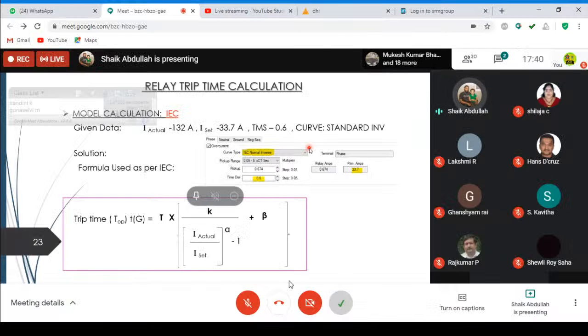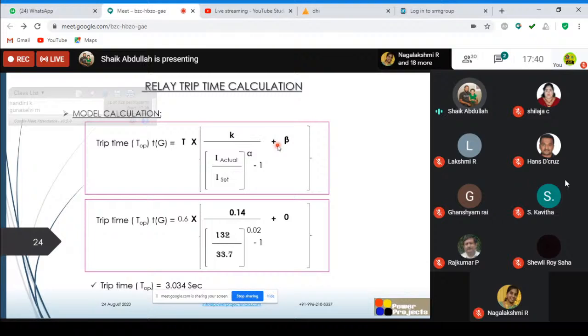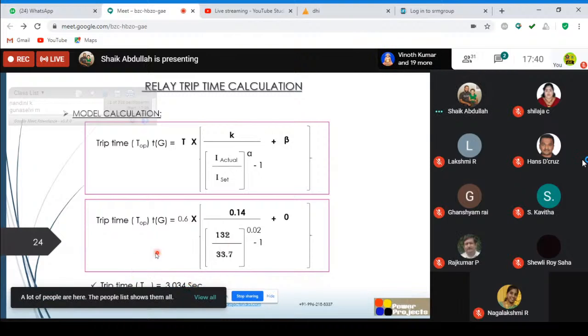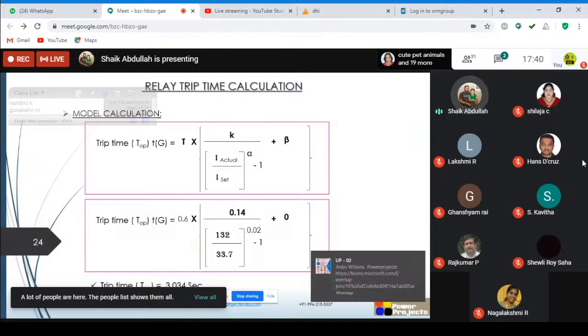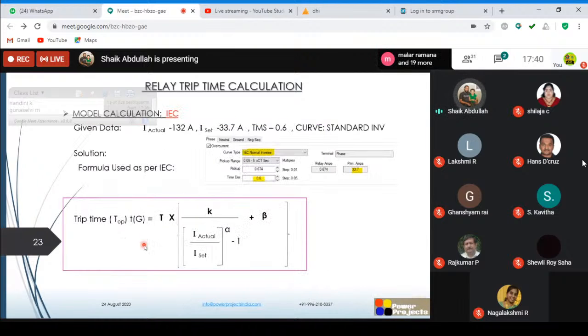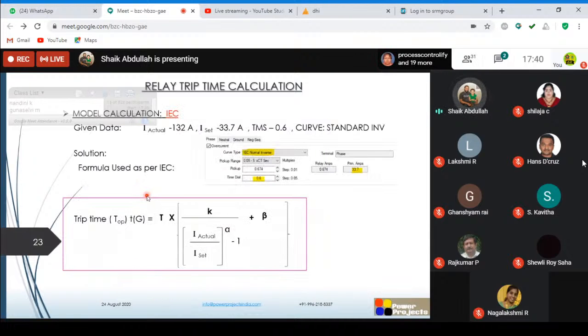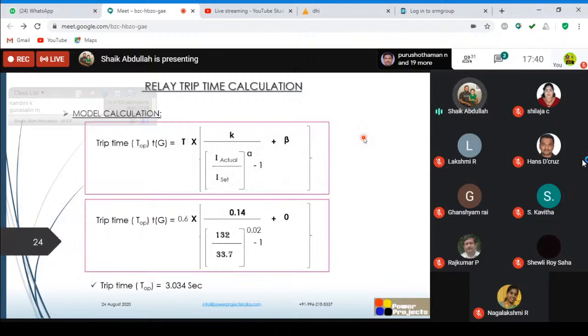In this case, what will be the relay operating time? I have to calculate. My curve is an IEC curve, this is my formula, and I have taken all these values, alpha, beta, and k, from my catalog, the standard values. Finally, the relay operating time I got is 3.04 seconds. Once the relay got the fault current of 132 amps, it will operate after 3 seconds, because this is a standard inverse curve. It will not trip immediately.